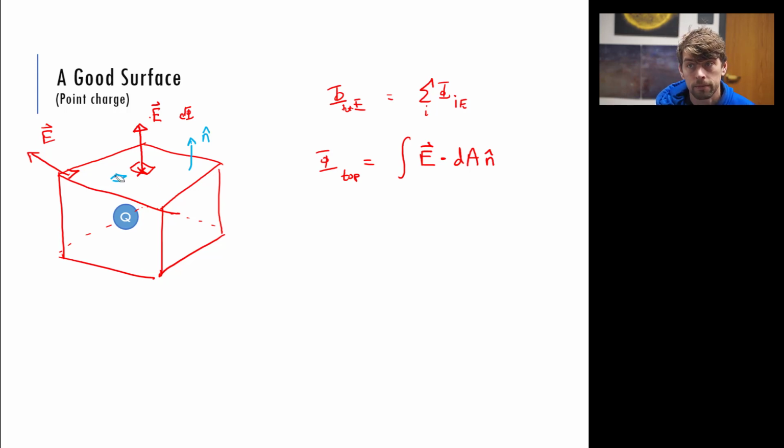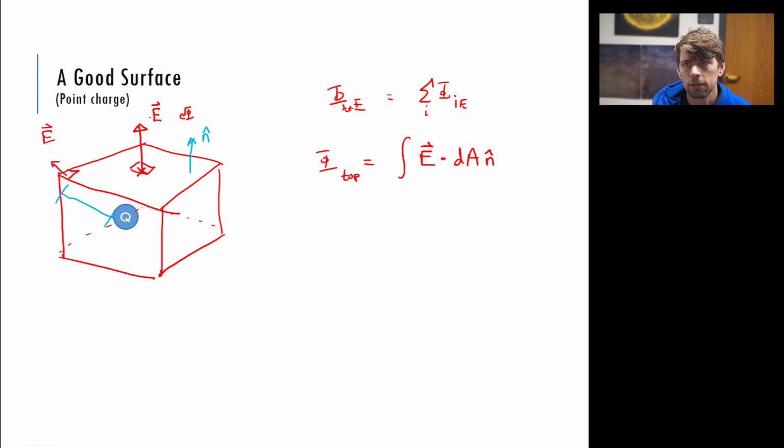But wait, there's more. Not only does the angle between the electric field and n hat vary as I choose different locations on the surface of the box, but the magnitude of the electric field also changes. Notice that this piece directly above the charge is the shortest distance to the charge, and I should draw my electric field as having a higher value. But the corner piece is further away from that charge. The magnitude of the relative position vector is larger, and so the electric field is smaller.